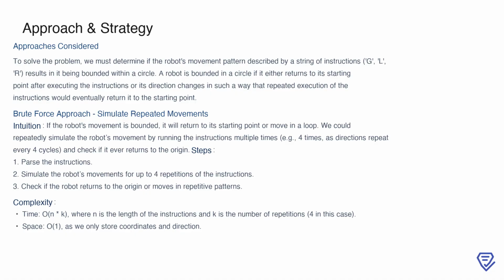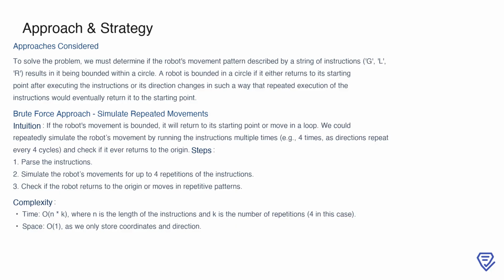To solve this problem, we need to determine whether a robot following a sequence of instructions is bounded within a circle. The idea of being bounded means that the robot either returns to its starting point or is confined to a repeating motion that prevents it from moving infinitely far away.